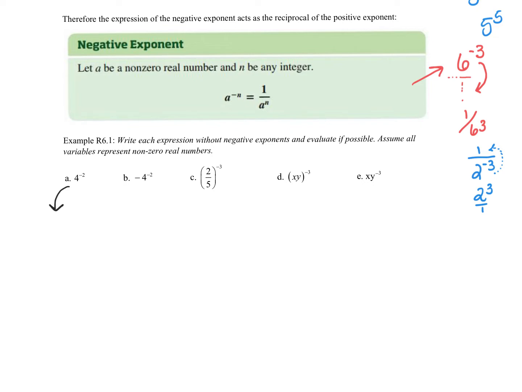So letter A, that power is negative, so I'm going to take the 4 and send it to the bottom. You just put the 1 on the top of the fraction as a placeholder, and the 4, when it goes to the bottom, that power becomes positive. 1 over 4 squared is 1 over 16.